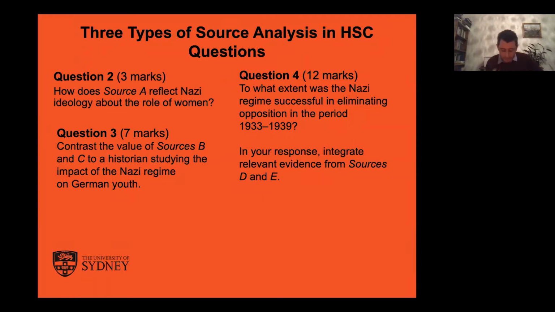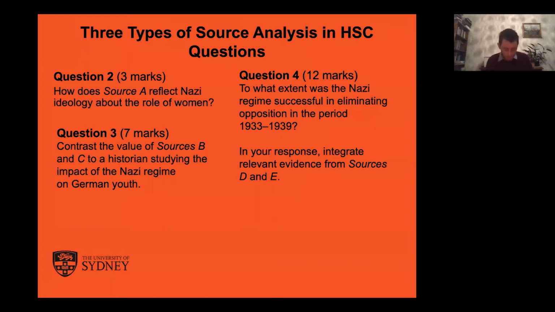And in the HSC, you will be analysing sources very quickly, and you'll likely be doing one of three things for them. So these three questions are all from the 2019 Modern History Part 1 HSC exam. So you might find yourself asked something like question 2 here, which is asking you to connect a specific syllabus dot point, in this case, Nazi ideology, to a specific source. So your job in that case is to analyze the source to work out what it reveals about that syllabus dot point.